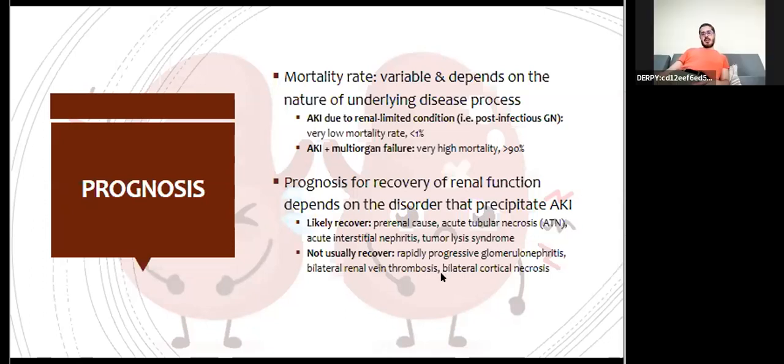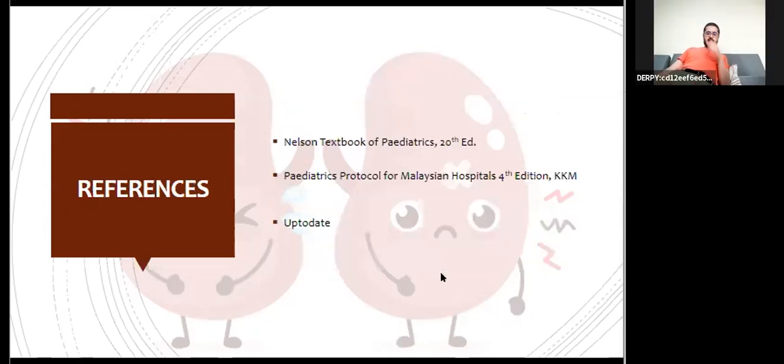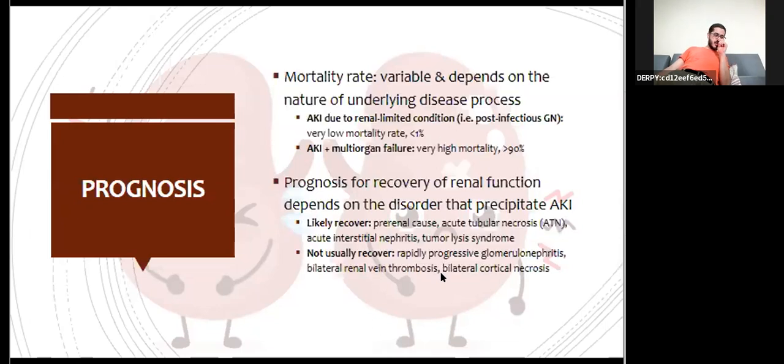Exactly. Okay. So if the disease is reversible, and you are good doctors who study well and apply what you study, your patient will survive. Your patient will recover kidney function. If the patient is unlucky, like his disease is progressive, his condition is untreatable, or the doctor treating him doesn't study, then the prognosis will not be good. Okay, that's all.